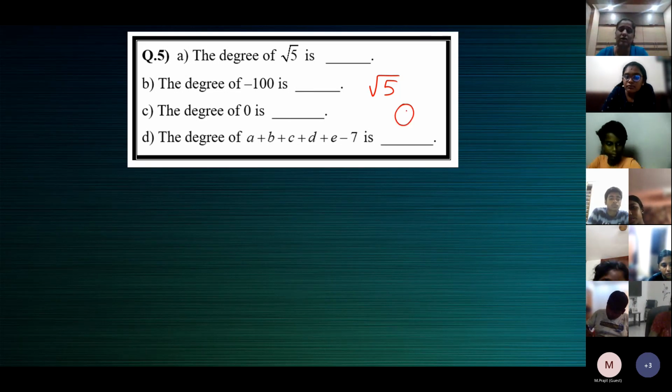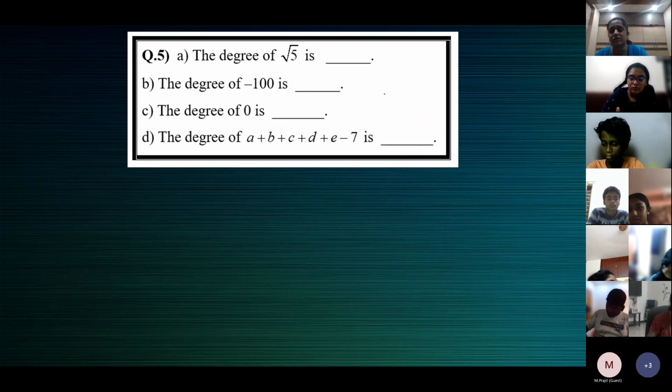Is 0 a constant polynomial? No, ma'am. It's a 0 polynomial. 0 is the 0 polynomial. 0 is not a constant polynomial. 0 is a 0 polynomial. So root 5 is a constant polynomial.